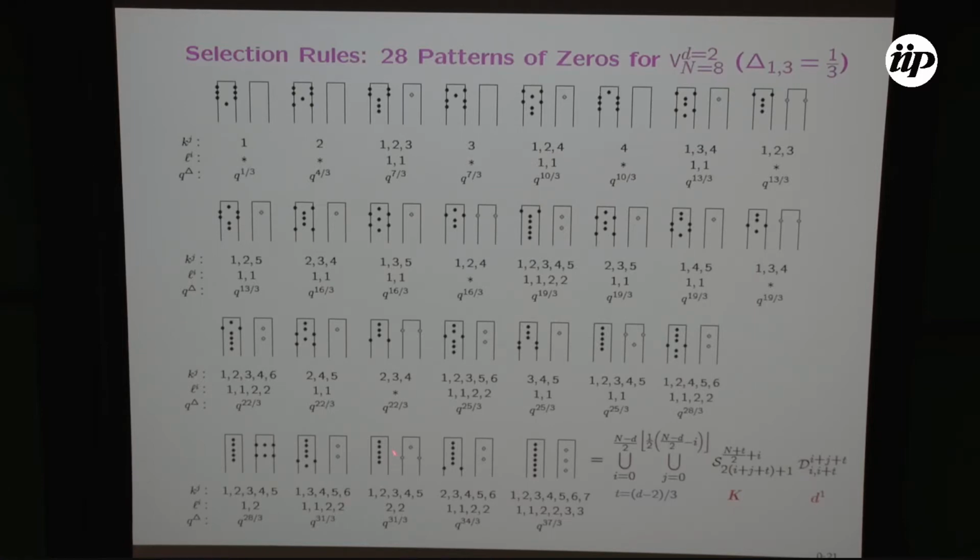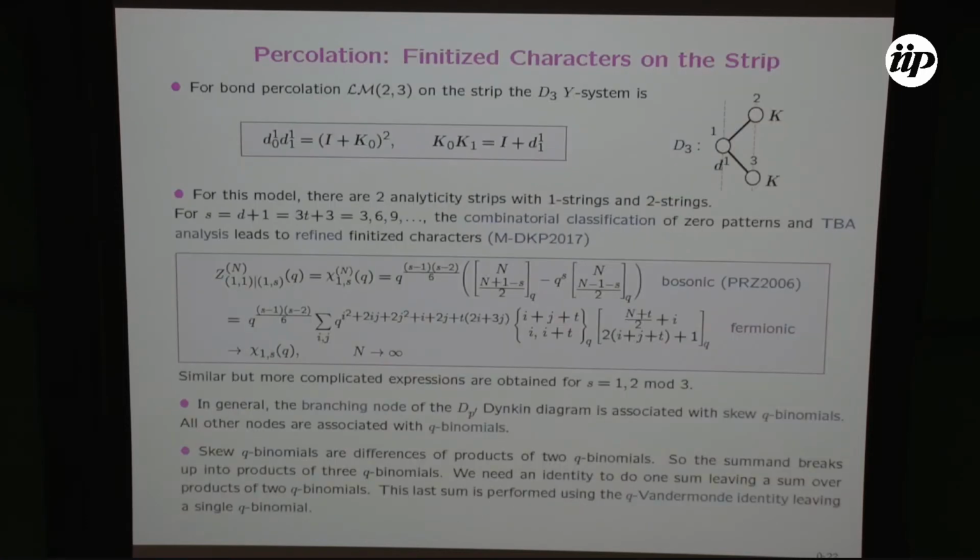So these actually have to be removed by hand in the calculation. For percolation, we're just looking at the D3 Dynkin diagram. Here are the two functional equations. In this case, there are two analyticity strips that are relevant. The first one is related to D1. This is the equation on the strip.